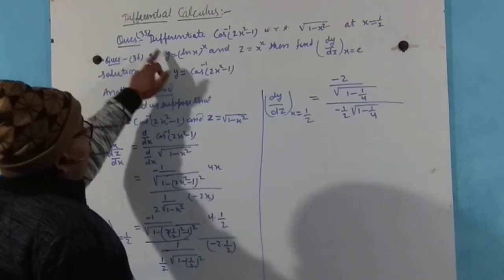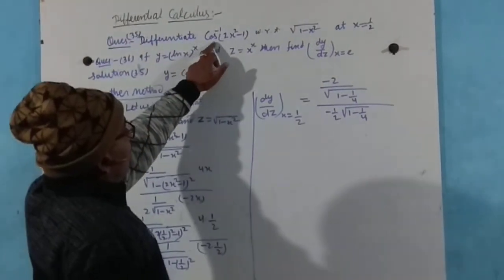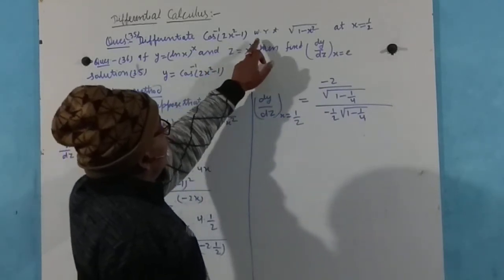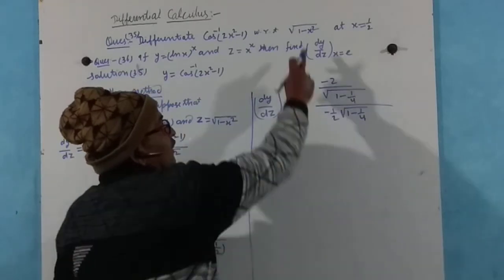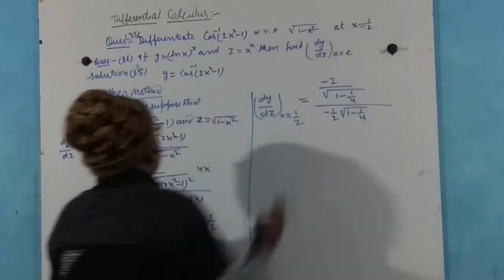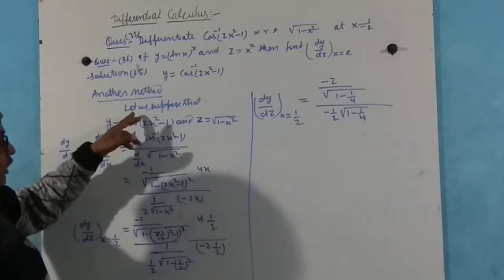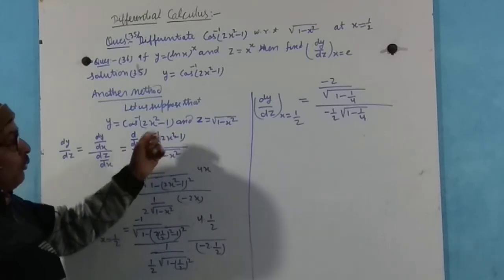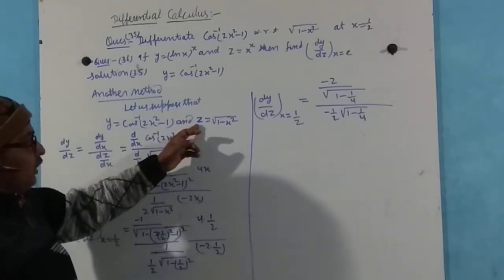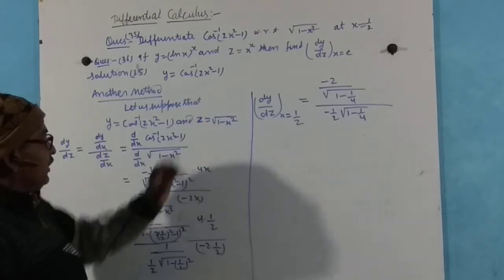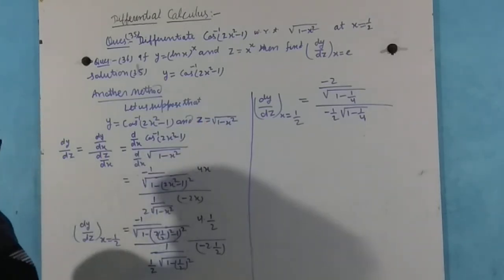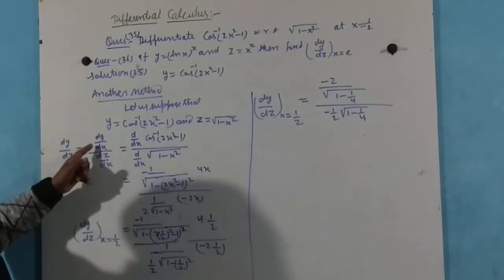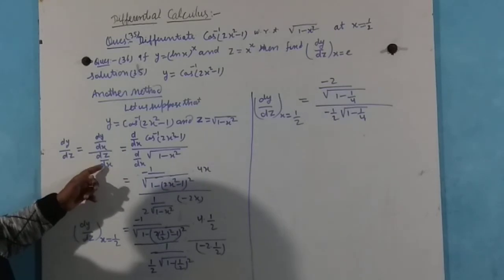Question number 35: differentiate cos inverse of (2x square minus 1) with respect to under root 1 minus x square at x is equal to half. Another method here: let us suppose that y is equal to cos inverse (2x square minus 1) and z equal to under root 1 minus x square. Now as we know that dy by dz equal to dy by dx divided by dz by dx.